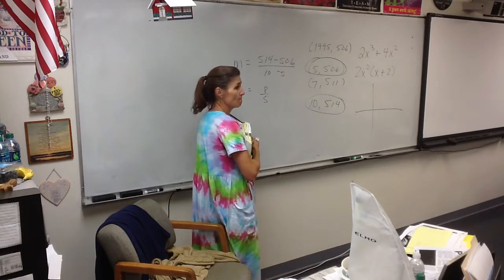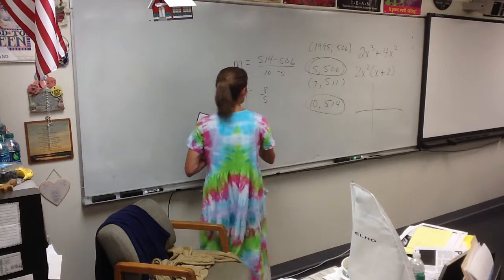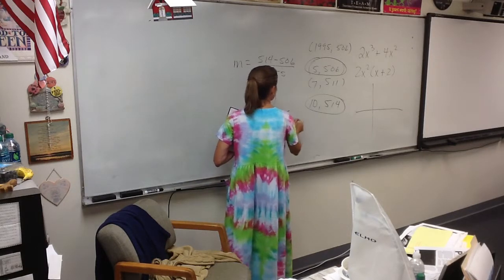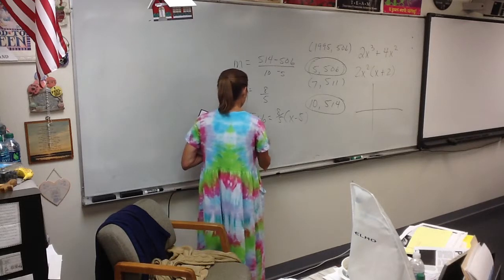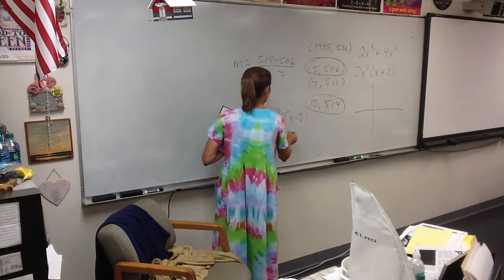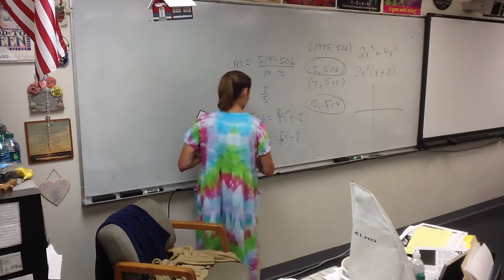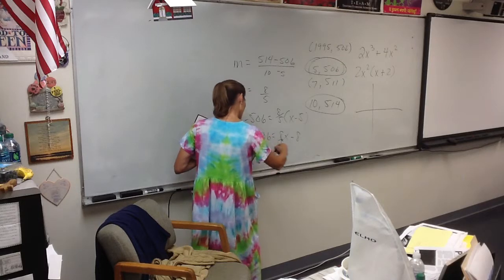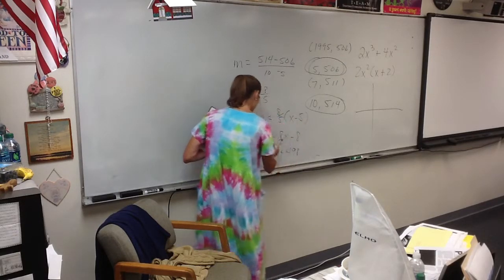Then what? Point slope or slope intercept, whichever you like best. So y minus 506 equals 8/5 times x minus 5. So y minus 506 equals 8/5 x minus 8. So y equals 8/5 x plus 498? Check my arithmetic.